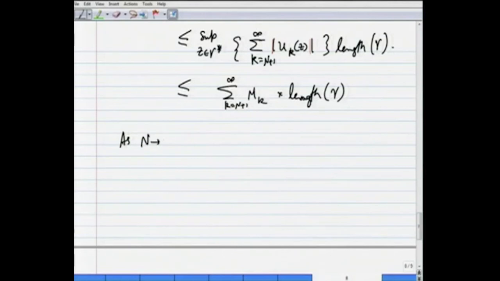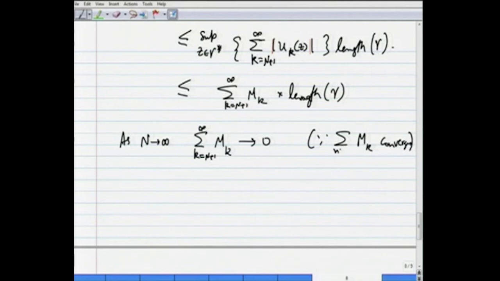Okay. And as n goes to infinity, since sigma m k converges, sigma k equals n plus 1 through infinity of m k tends to 0, right, if you have k equals 0 through infinity converges. Okay. If you have a convergent series, the tail of the series we know tends to 0.